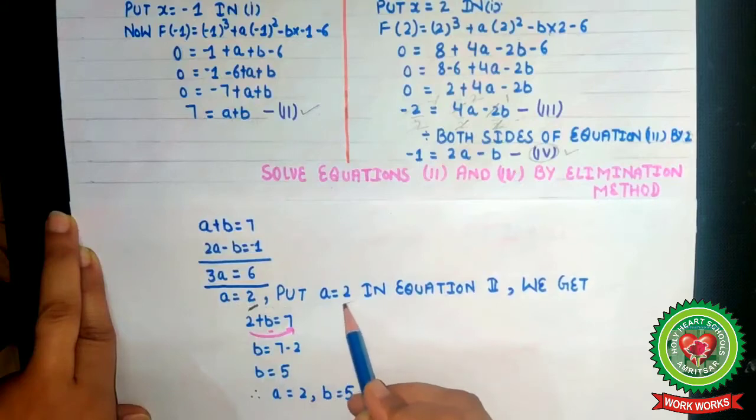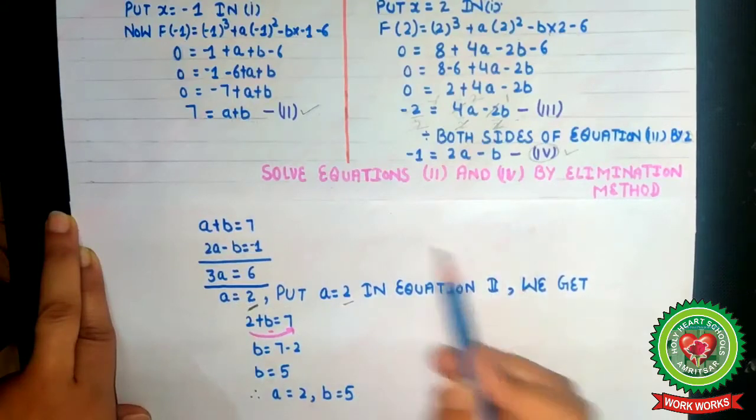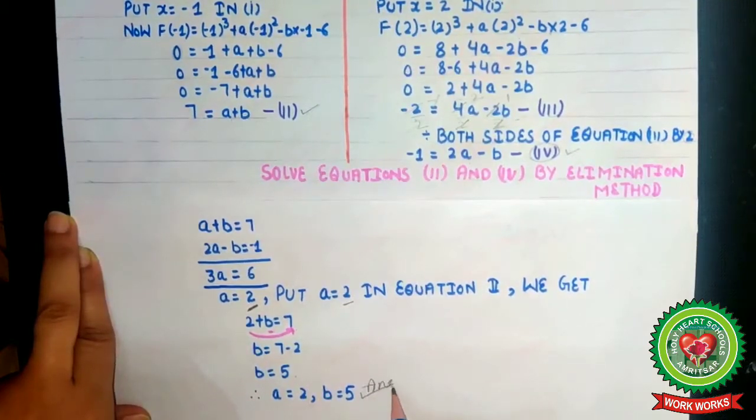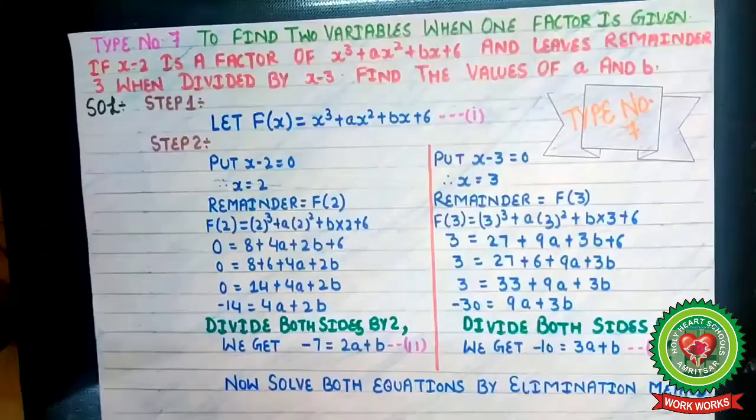Now put a equals 2 in equation number 2. We get 2 plus b equals 7. Now this 2 will go to the right side. It will give me 7 minus 2. Therefore, b equals 5. So now we have got the answer as a equals 2 and b equals 5. This is the answer of the statement.